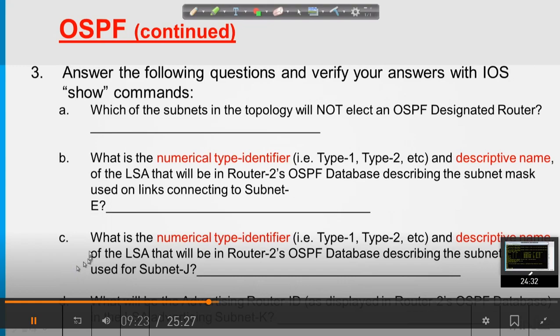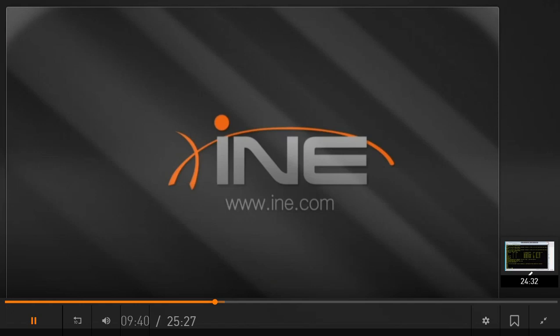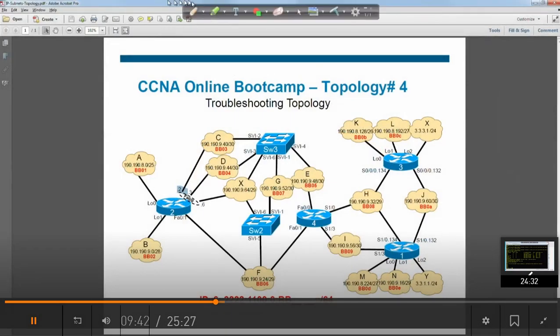All right, what about number C here? It's the same type of question as before. What is the numerical type identifier and name of the LSA that will be in Router 2's database describing the subnet mask for subnet J? Subnet J. So let's see, where is subnet J? That's way over here.